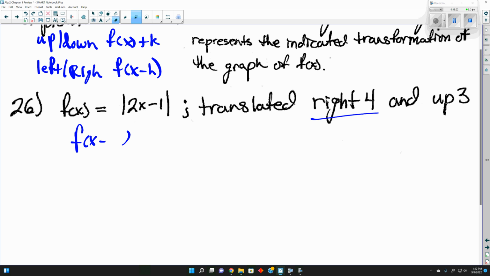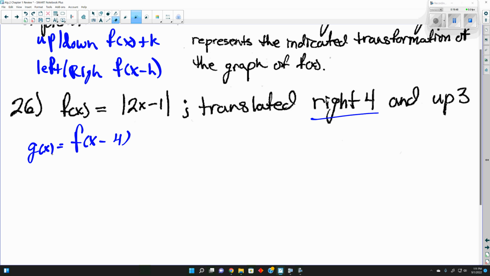So we're putting in h. Now it is positive 4 because we're moving to the right. So the number we replace h with is positive 4, or just 4. If it had been left, we're going to replace h with negative 4, and the negative and negative then would make it positive. So now we could call this g of x so that we can tell the difference on the next part.